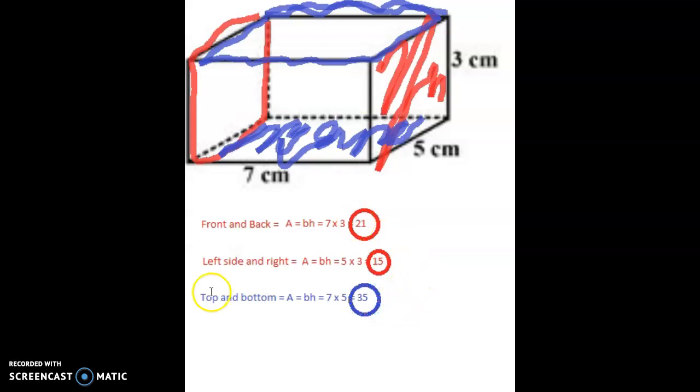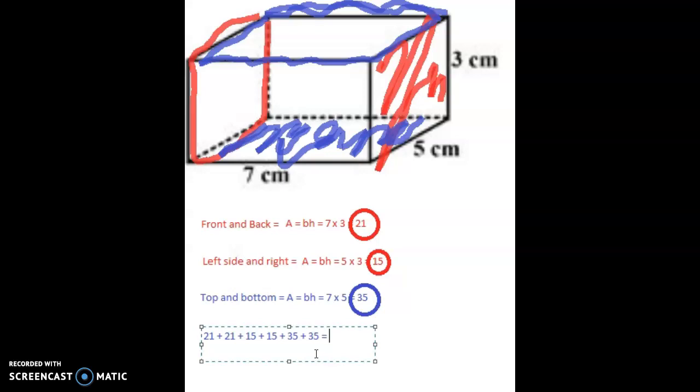Okay, so now let's go ahead and show what it would be. So we have 21 two times, so let's just put it in 2 times. So 21 plus 21 plus 15 plus 15 plus 35 plus 35. Now always for rectangular prisms, you're going to see this. You're going to see where the one number repeats itself twice, the next number is there twice, and the last number is there twice. That is because top and bottom are the same, left and right are the same, front and back are the same.